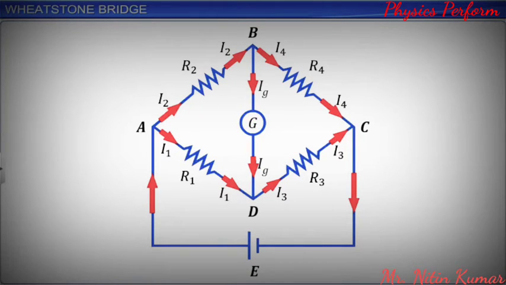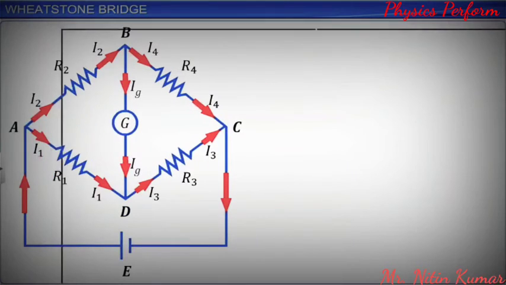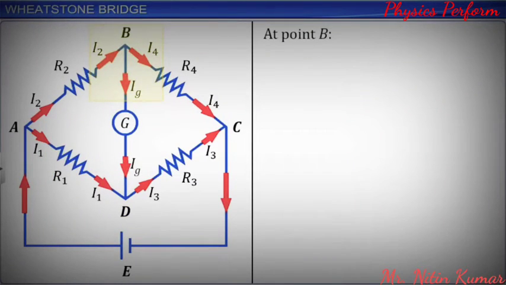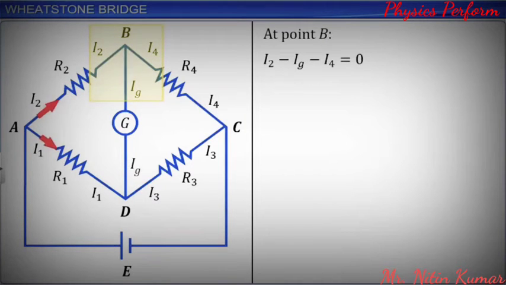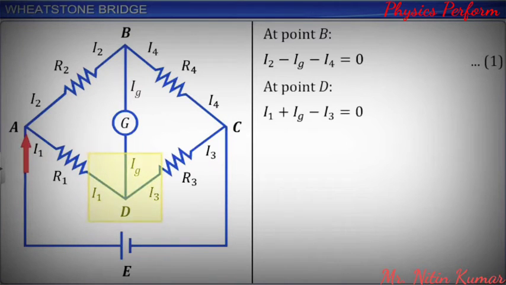The formulae we derived for series and parallel combinations of resistors and cells are not sufficient to determine all the currents and potential differences in such circuits. Let us now apply Kirchhoff's junction rule at junction points B and D. At point B, I2 minus Ig minus I4 is equal to 0. Let this be equation 1. At point D, I1 plus Ig minus I3 is equal to 0. Let this be equation 2.